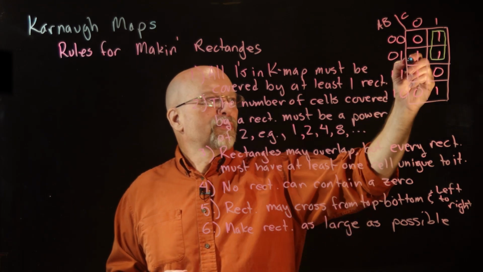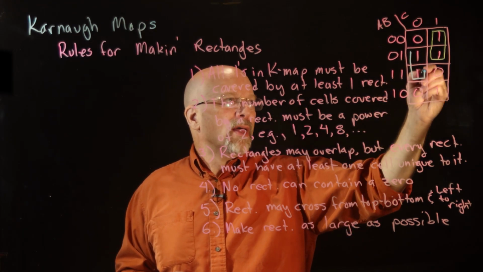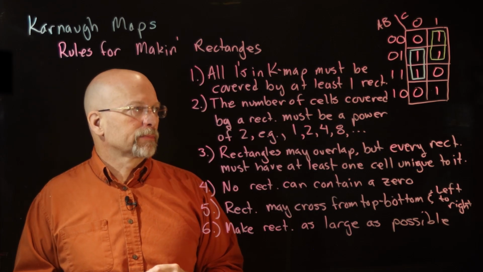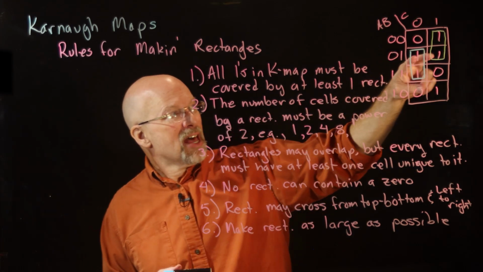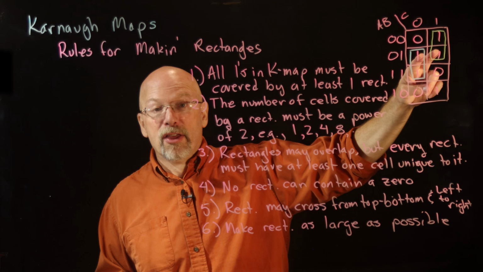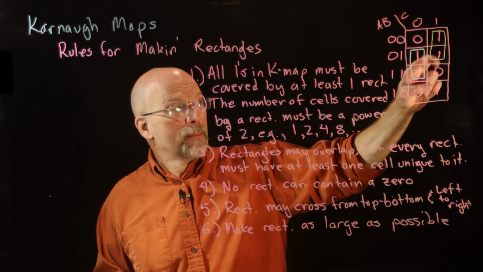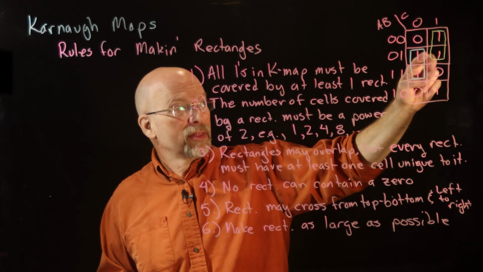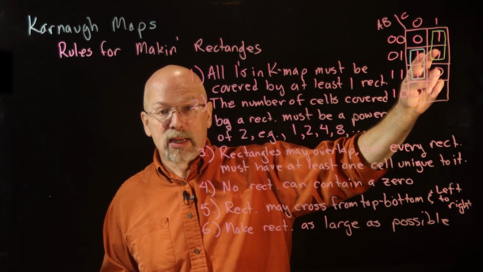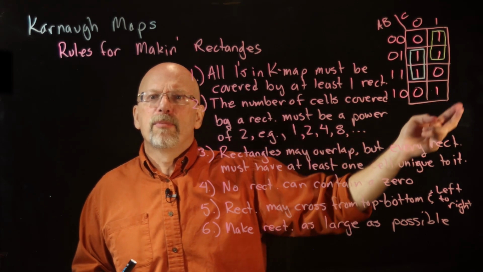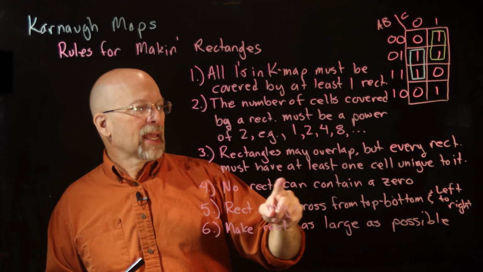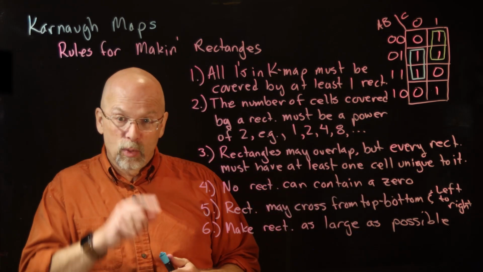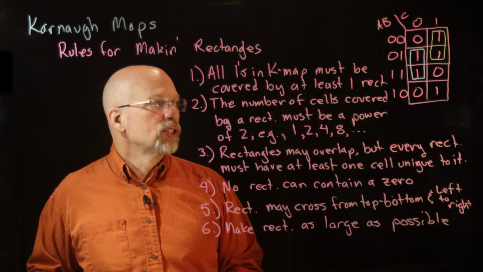Well, I should probably pair it with the one that isn't already paired with anybody. All right? And notice that these two right here could have been paired, but if I eventually had to make a rectangle around that one, then the rectangle that I would have added to cover those two would have been a duplicate. And we can't have a duplicate. Each rectangle has to have at least one cell that is unique to it.